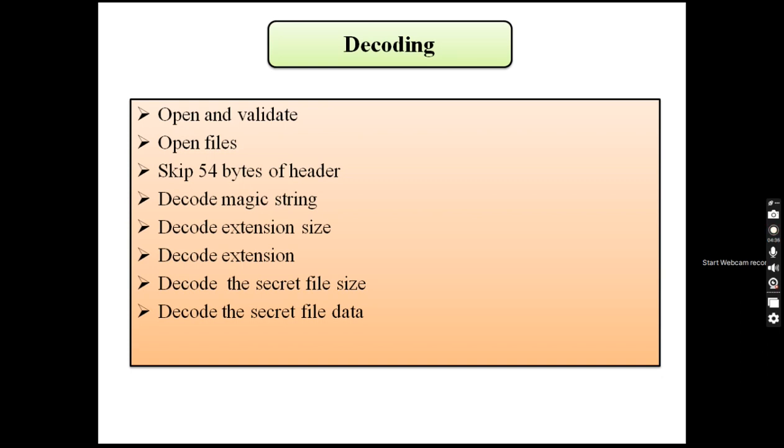Then next we have to create an output file with the decoded extension, that is, an output file with the .txt extension. Then we have to decode the secret file size. Then we have to decode the secret file data and store the decoded data in the output file. So this is about the decoding.